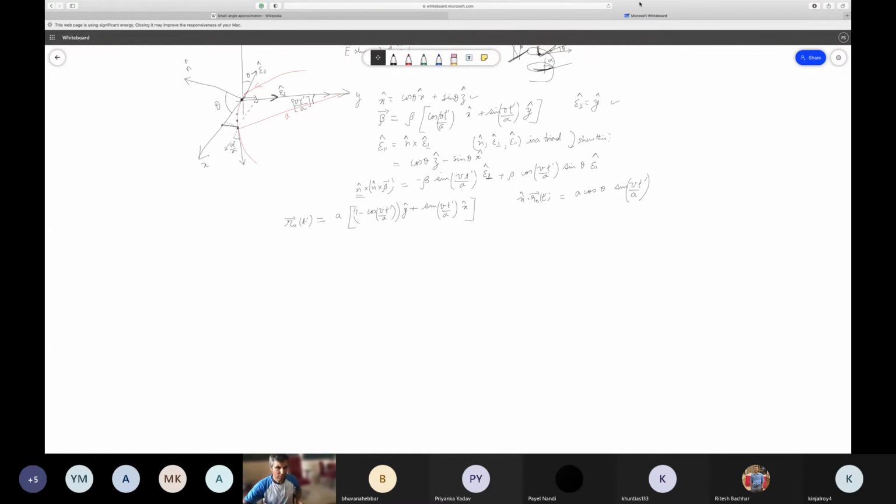Okay, so this is n hat dot r naught. So what do we need? We need t prime minus n hat dot r naught t prime by c, right, in this exponential factor. We need this. So this is nothing but t prime minus a cos theta sine Vt prime by A.